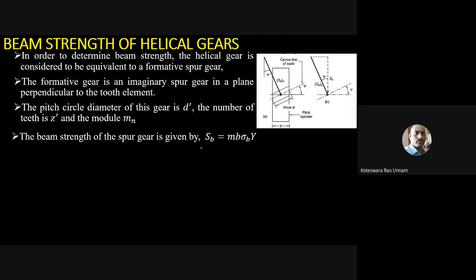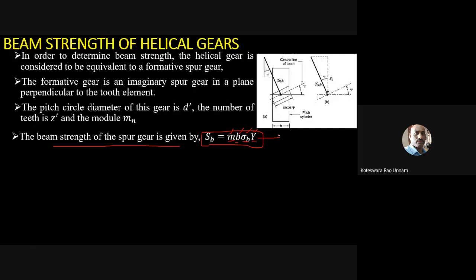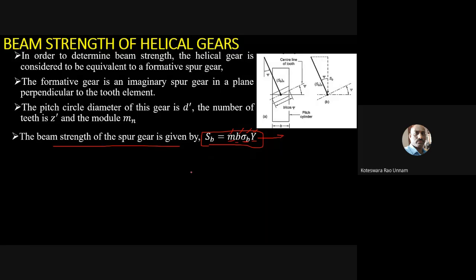So like I said, the beam strength of a spur gear is given by SB equal to M into B into sigma B into Y. M is the module, B is the face width, sigma B is the allowable bending stress, and Y is the Lewis form factor calculated based on the number of teeth. Now, if I want to use this formula for the helical gear, what modifications do I need to make? This figure will illustrate that. Here, this is the plane of rotation. This is the force which is acting in the plane of rotation.